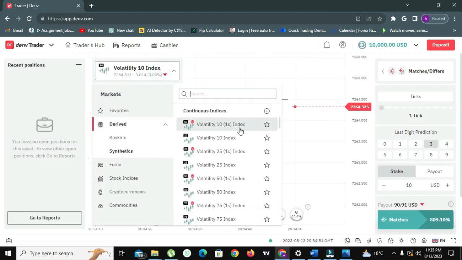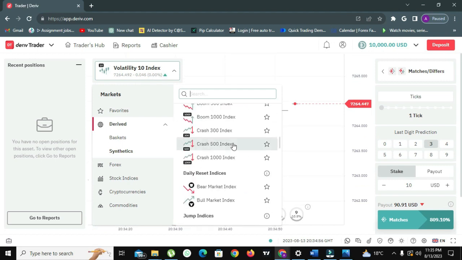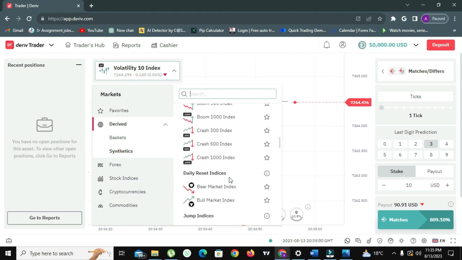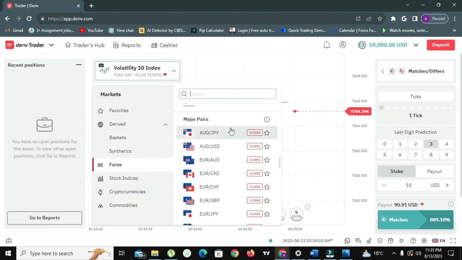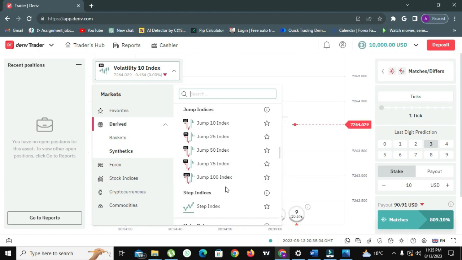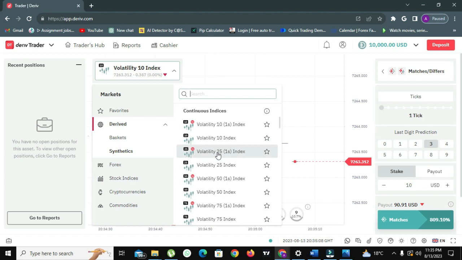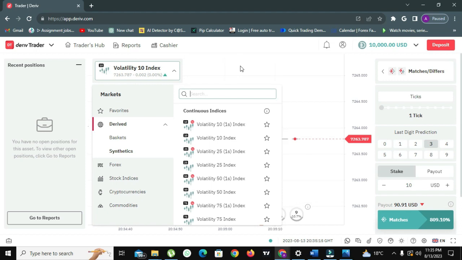I want to show you the indices that are there. We call them the volatilities. Then we have crash and boom indices, reset indices, jump indices, and step indices. If you're a beginner, you can use this platform. You can take any asset and try different kinds of strategies you want.